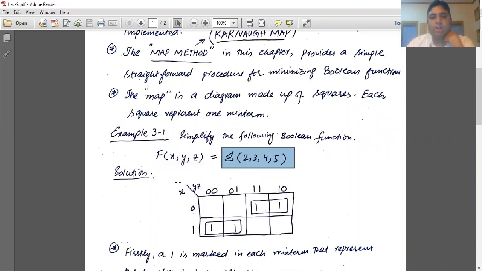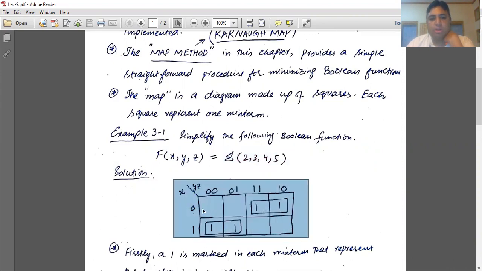First of all, you will make a three-variable K-map, which will look like this. It will have eight squares, because three variables can have eight minterms. On this side you will write x, and on this side you will write yz. This side shows the two possible values of x, 0 and 1, and this side shows the four combinations of y and z. The y and z combinations are written in this order: 00, 01, 11, and 10.